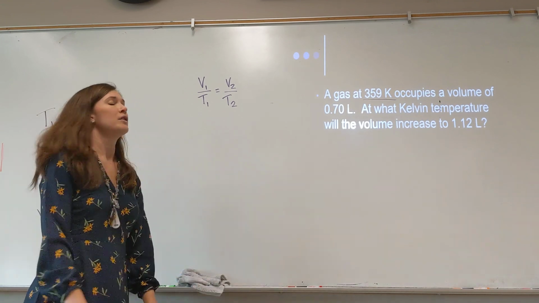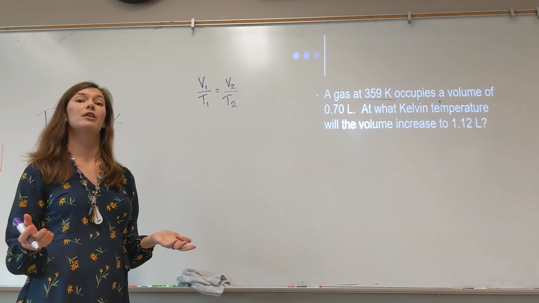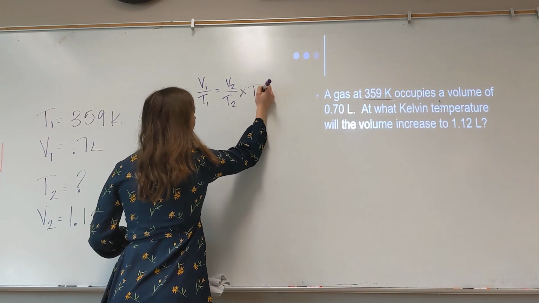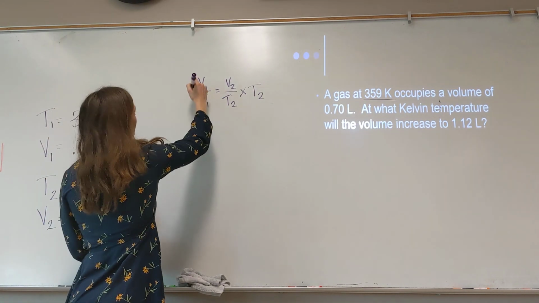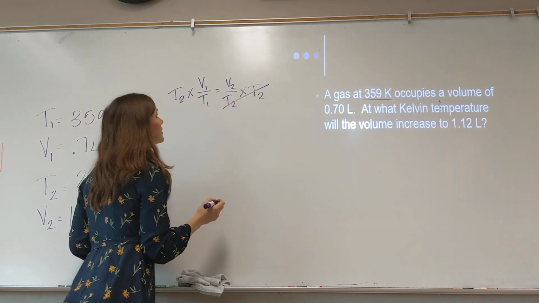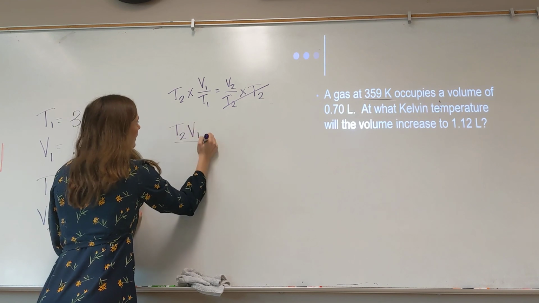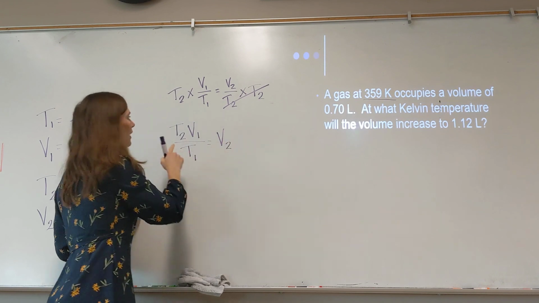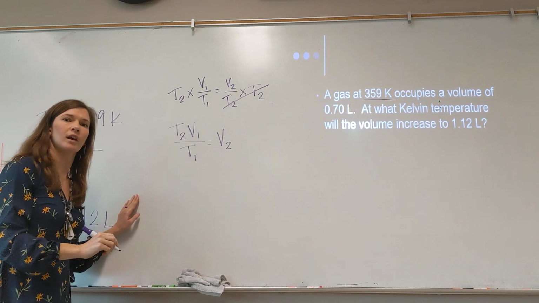All right. So my first step needs to be to get T2 onto the top. The way that I'm going to do that is to multiply by T2. That will get T2 onto the top. Whatever I do to one side, I have to do to the other. T2 on this side will cancel. And I'll be left with T2 times V1 over T1 equals V2.